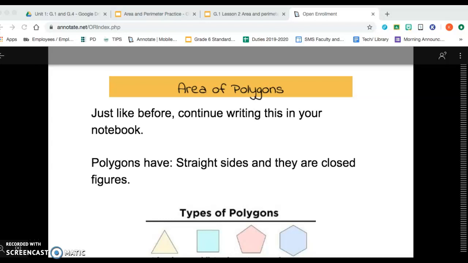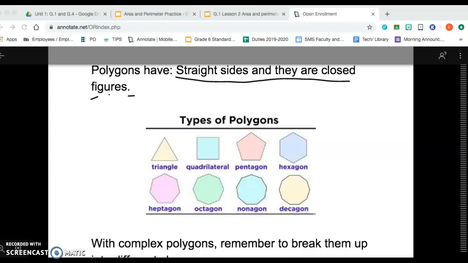So remember, just like before, you're going to continue writing this in your notebook, right underneath where you've been writing everything. So polygons have straight sides and they are closed figures. Okay, so here are the types of polygons. So it just has to be closed.